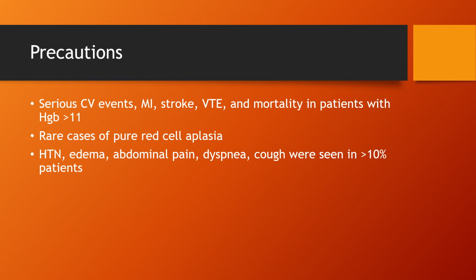Second thing here is these precautions noted. Studies have shown that if the hemoglobin actually gets too high, there's some morbidity and mortality associated as well. So typically, if the hemoglobin rises to 11 and they're on this therapy, we're going to stop the therapy. There are also rare cases of pure red cell aplasia and some other side effects that were seen in the trials in greater than 10% of patients, including hypertension, edema, abdominal pain, dyspnea, and cough.